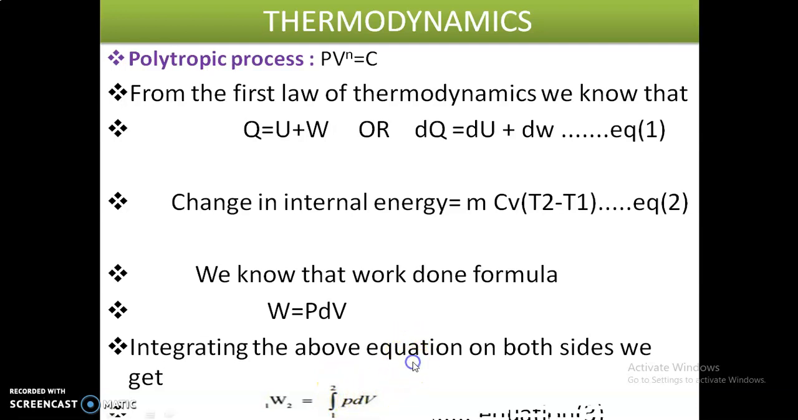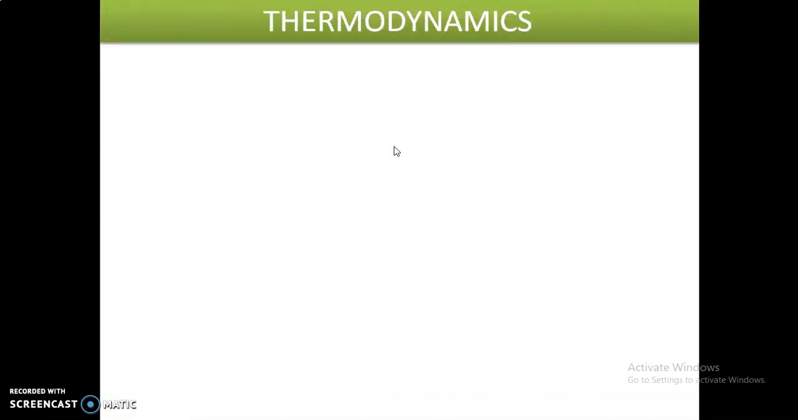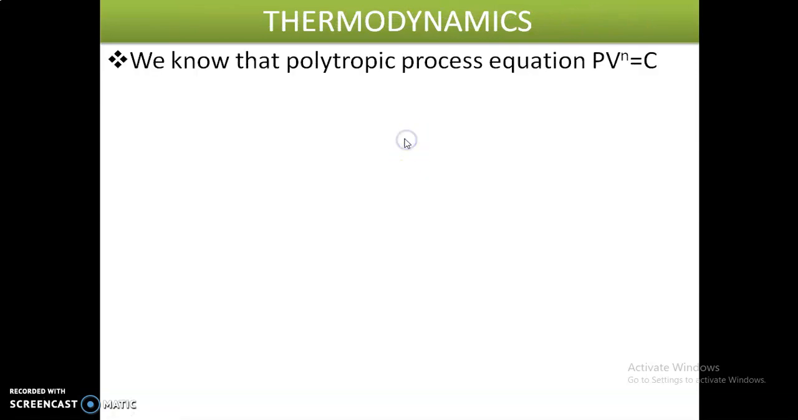So this is equation number 3. See, what does the given process mean? It is a polytropic process. We know that the given process is a polytropic process. So the polytropic process equation is PV to the power of n is equal to constant.